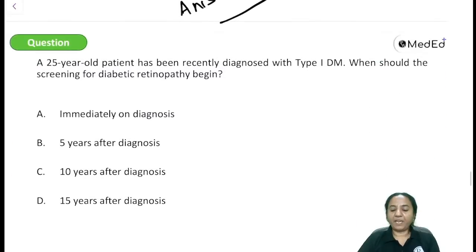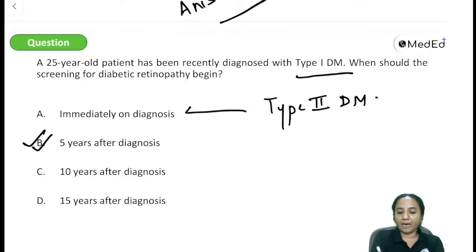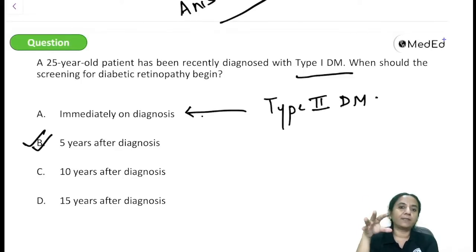Next question. A patient has been recently diagnosed with type 1 diabetes. When should screening for diabetic retinopathy begin? We all know that for type 1, it should begin 5 years after the diagnosis of diabetes. And if it is type 2 diabetes, it is going to start immediately on diagnosis. We should start the screening immediately on diagnosis of diabetes.